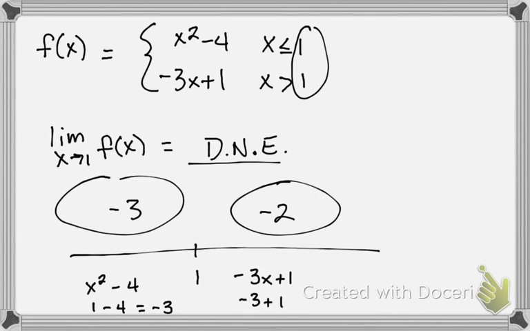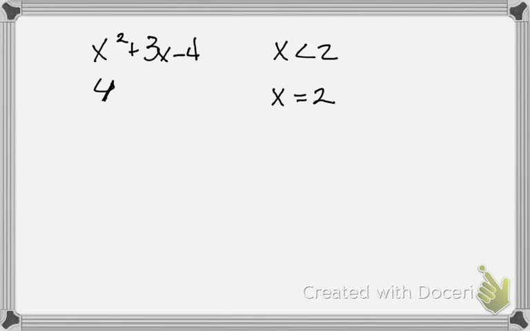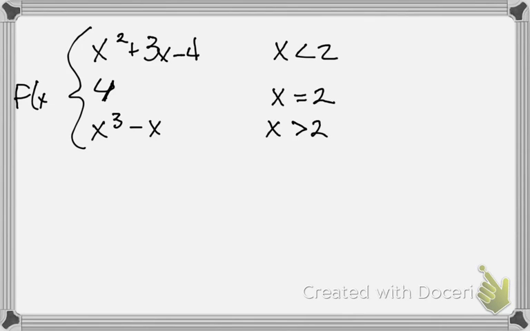We're going to talk about the next one. We're basically going to do the same thing. We've got x squared plus 3x minus 4 when x is less than 2, we have just 4 when x equals 2, and we have x to the third minus x when x is greater than 2. So kind of a crazy looking function here, f of x.